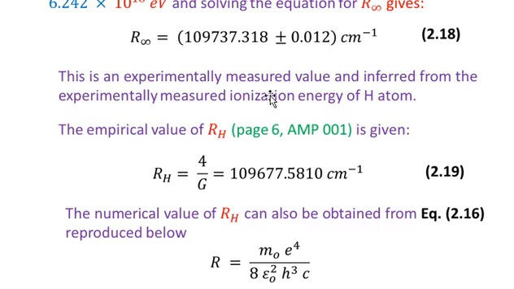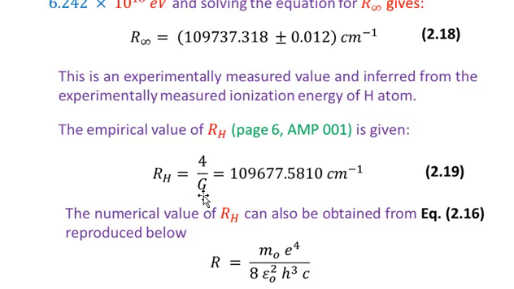This is an experimentally measured value, inferred from the experimentally measured ionization energy of the hydrogen atom. The empirical value of RH, that is the Rydberg constant, is given on page number 6 of slide number 1. RH is equal to 4 over G, and you know that G is the constant that was first introduced by Balmer in his empirical formula. So we have the Rydberg constant RH equal to 4 over capital G.